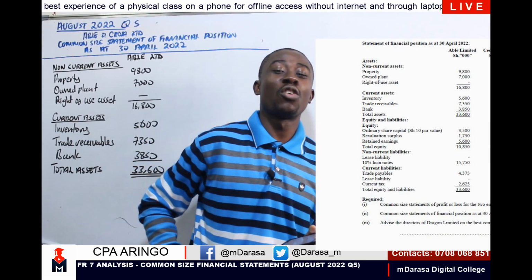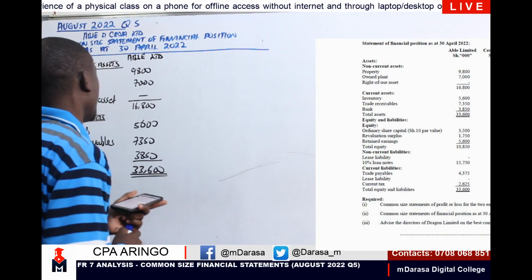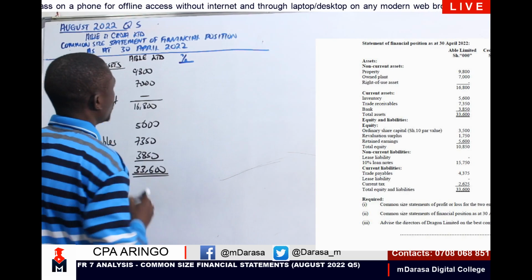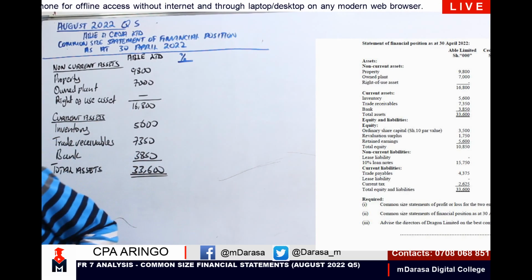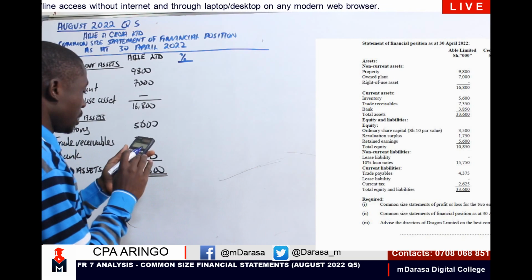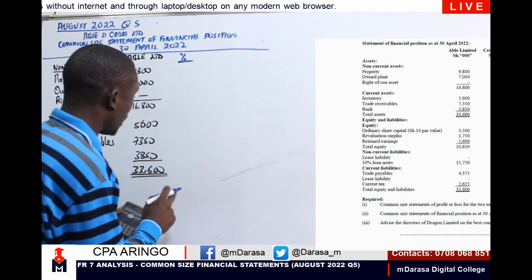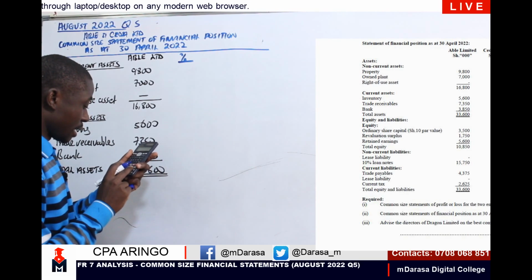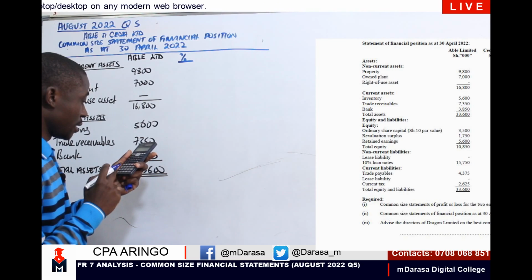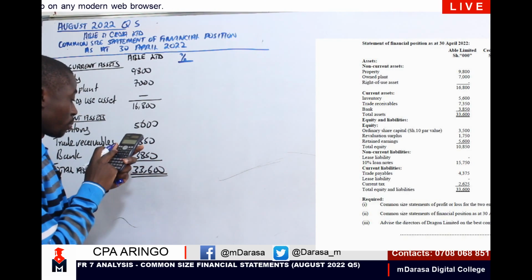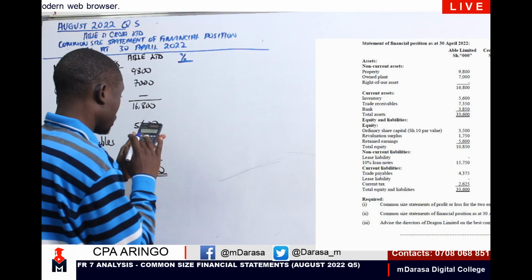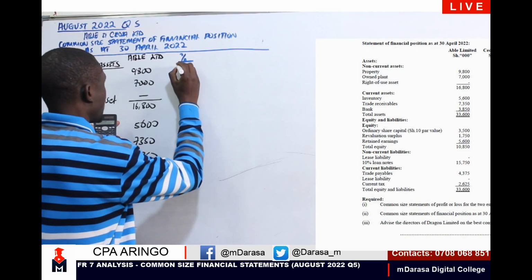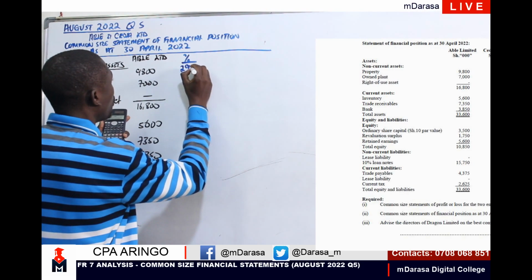So let us prepare our common size. First of all, for our assets, common size, we need to present our data in form of percentage. Therefore, in this case, we start by our property. Property, I'll be having 9,800. Our base now is our total asset, which is 33,600. So what percentage should I be talking of here? Times 100, you're talking of 29.17%, or rather 29.2%.